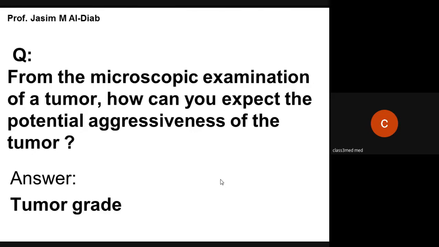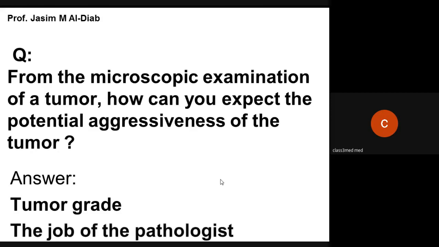Histopathologist, okay? This is the job of the histopathologist. The person who will examine the tumor histologically is the one who will know its similarity to the normal or not. Right? So he will be able to determine the tumor grade, the differentiation, and on that basis the behavior will be built. So this is the tumor grade.